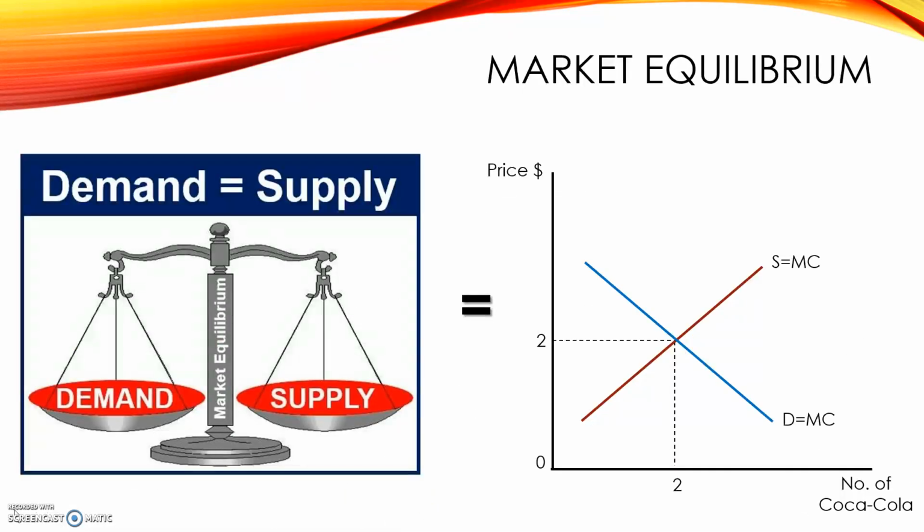How demand and supply react in the market. Where demand meets supply, as seen in the graph, is known as market equilibrium. This is a state where demand and supply balance each other, resulting in stable prices.